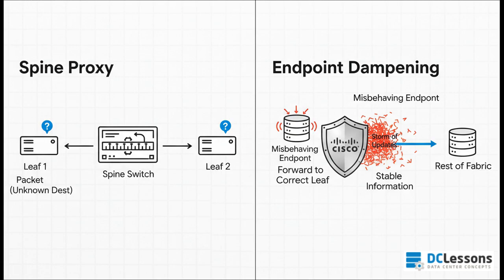First, you get spine proxy. So if a leaf sees traffic for a destination it doesn't know, it doesn't have to freak out and flood it everywhere. Nope, it just punts the packet up to a spine, and the spine, the oracle, knows exactly where it goes. Then there's endpoint dampening, which is basically a built-in defense system that stops a flapping or buggy endpoint from driving the whole fabric crazy.